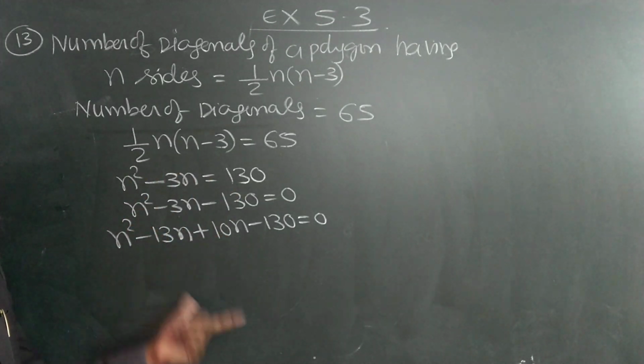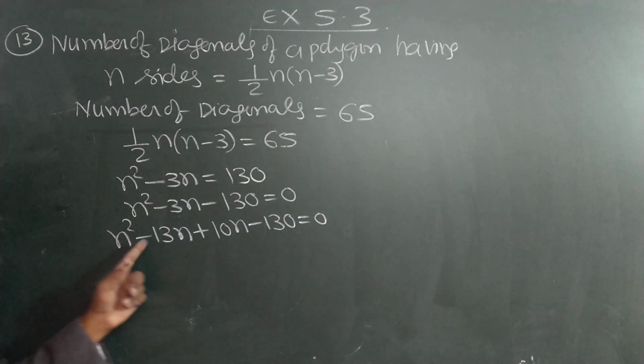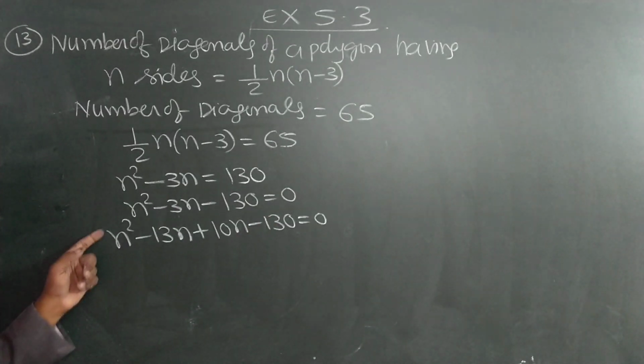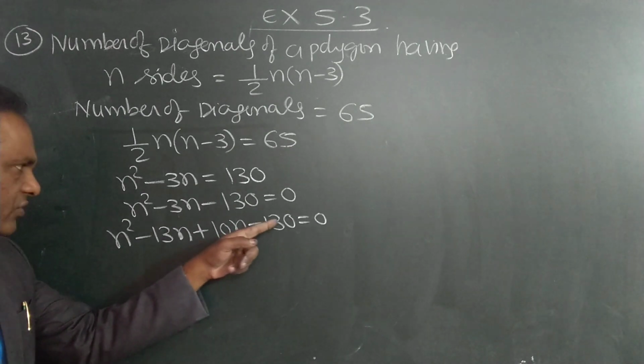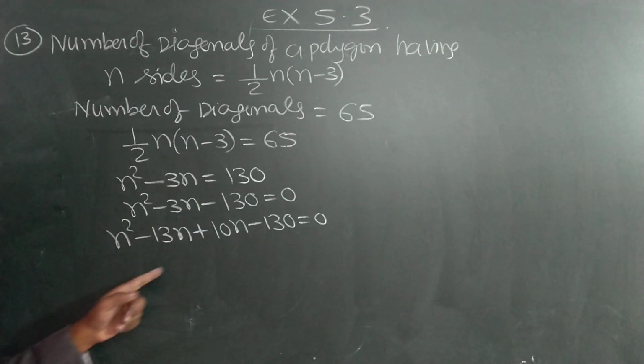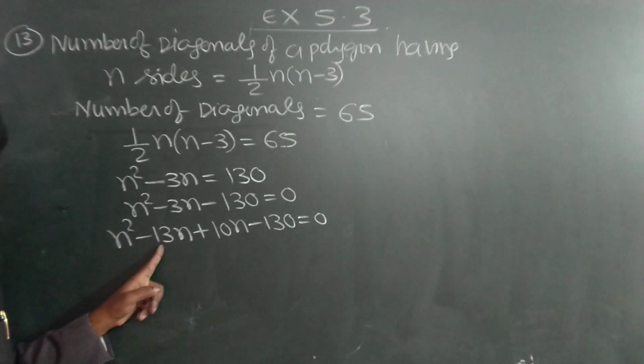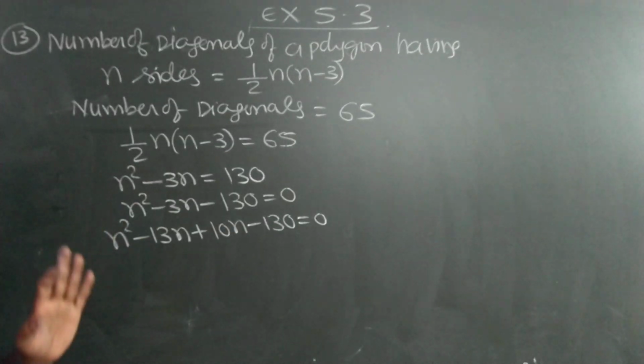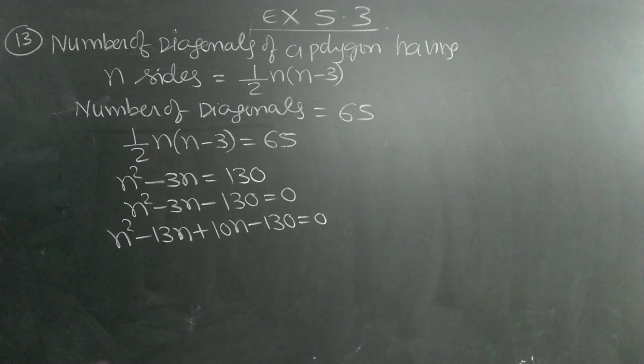This into this is also the same. See, this into this should be the same. What is minus 130 into 1? If there is no coefficient, it means 1 only. Minus 130 into 1 is minus 130. 10 into minus 13 is also minus 130. Now, equal. Next, minus 13 plus 10 is minus 3. That is a way of factorizing.